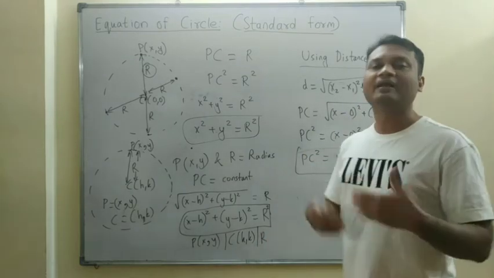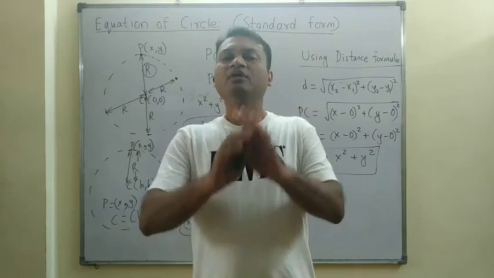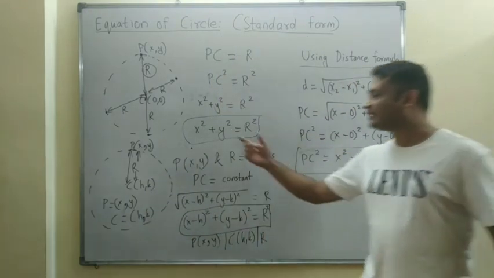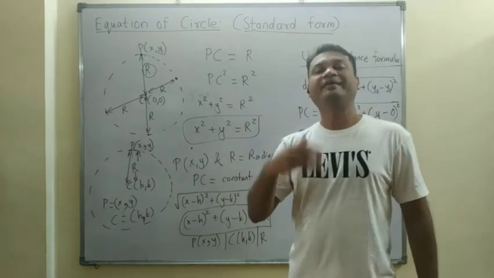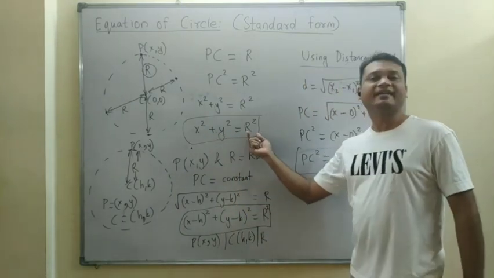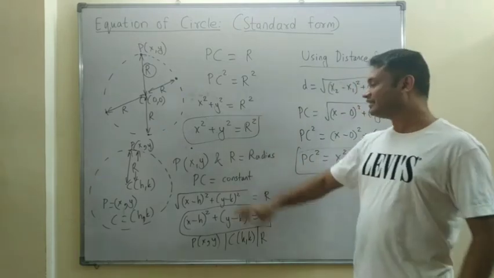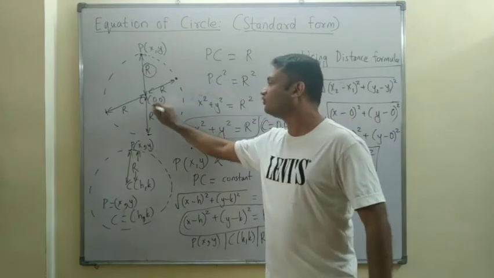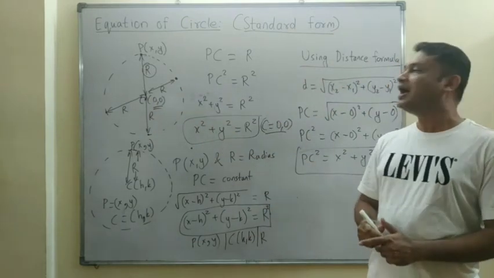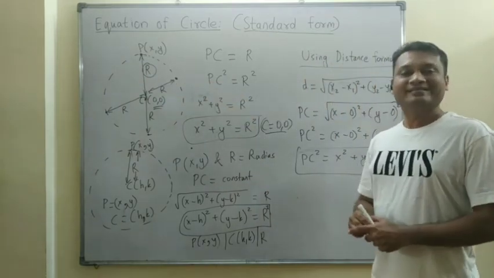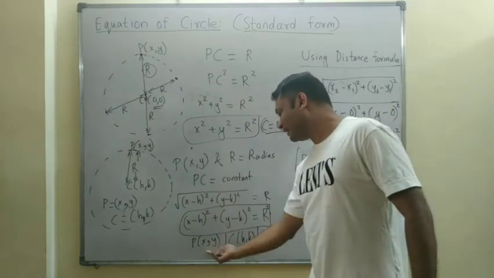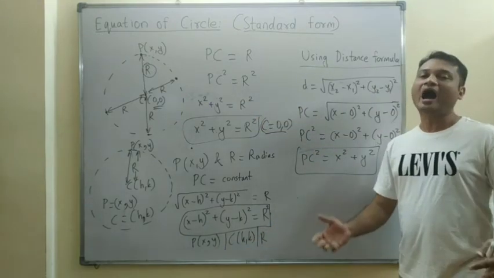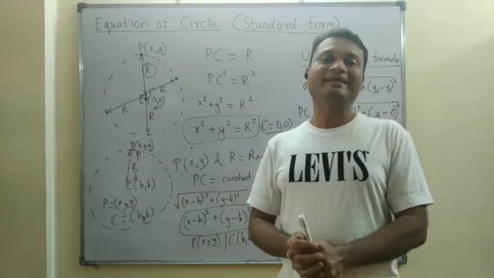So we have two formulas for circle in standard form. The equation of circle in standard form is x square plus y square is r square, where x, y is the variable point, general point on the circle, r is the radius of circle. Here the center is 0, 0. Whereas in another form we have center as h, k, variable point of the circle x, y and radius of circle r. So these two forms we have to clearly remember.